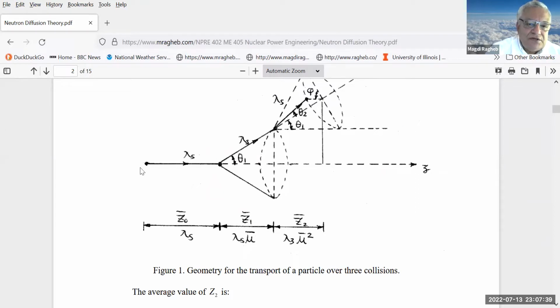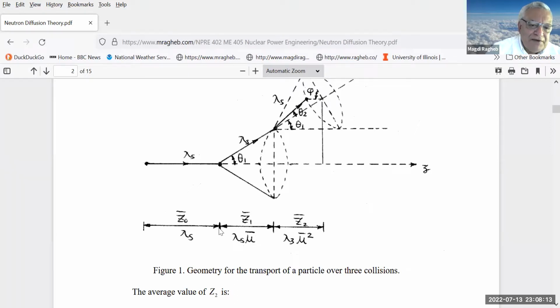And then when we are interested in the total distance traveled by the neutron, it would be the first mean free path plus the second, plus the mean free path now multiplied by the cosine of the scattering angle, and a third distance that can be described as the mean free path multiplied by the average cosine of the scattering angle. So in fact, you'll find that the distance traveled acts as a transport process.